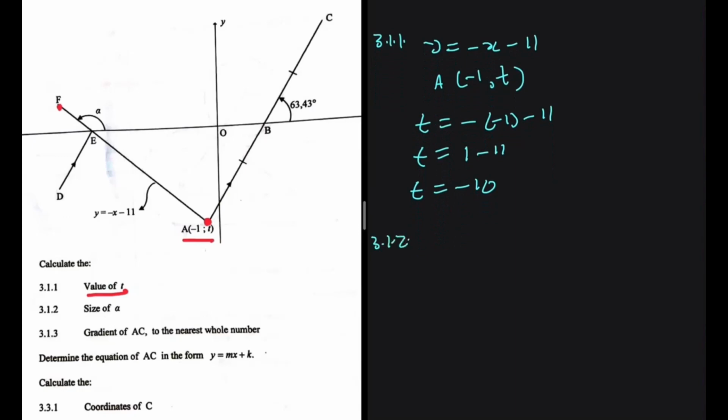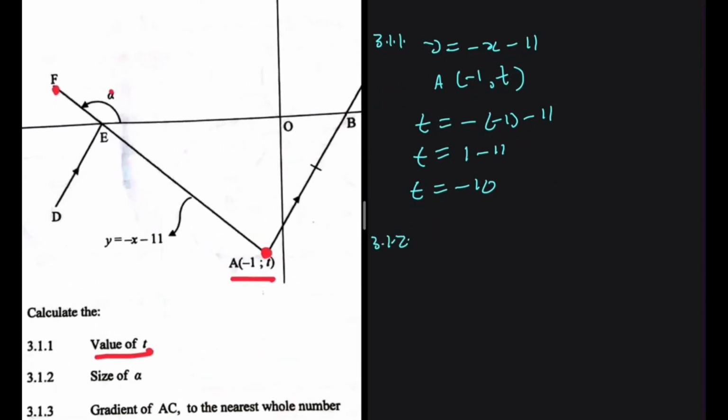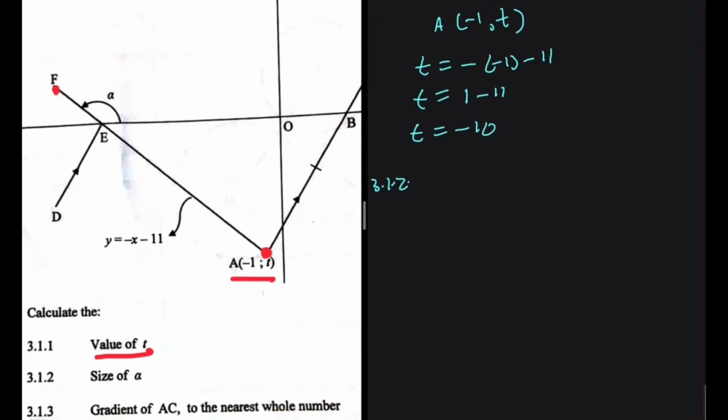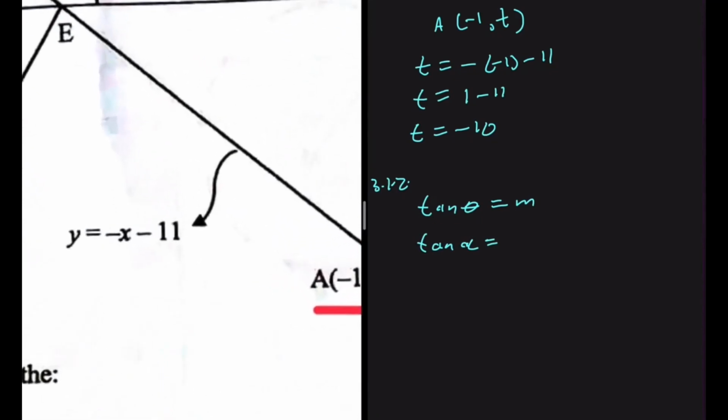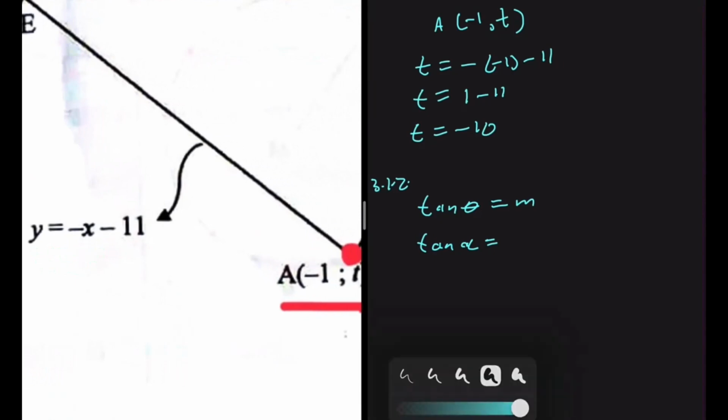So we're looking for the size of this angle alpha that is right here, right? That is our angle of inclination. And we know that to find an angle of inclination, we can easily say that tan of theta is equal to the gradient. So we have tan of alpha being equal to the gradient of that line. It's the line AF, right? And then the gradient is given here in our equation. We know that we have y. So let me just put m here.